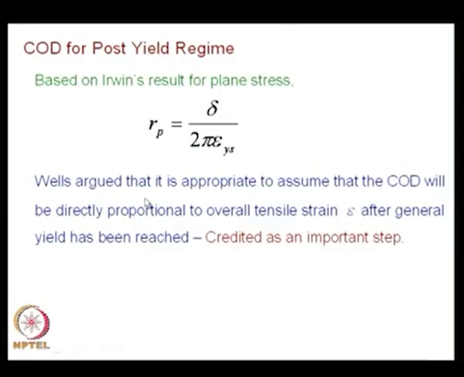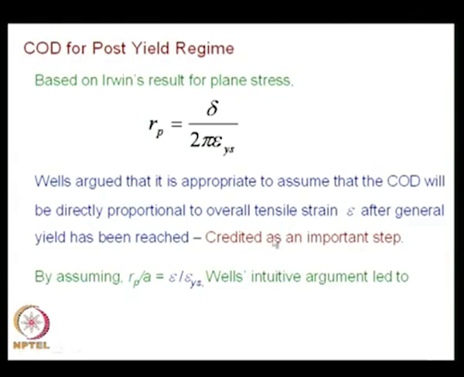So, Wells argued that COD will be directly proportional to overall tensile strain. So, with that argument, what he did was he made an assumption Rp by A equal to epsilon by epsilon ys. This provided a final expression: delta divided by 2 pi epsilon ys A equal to epsilon by epsilon ys.